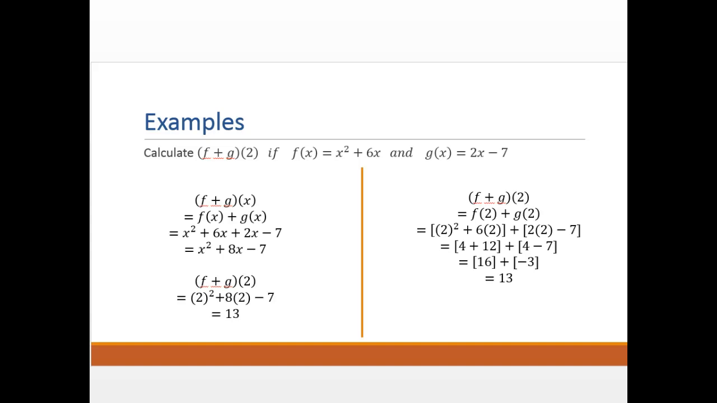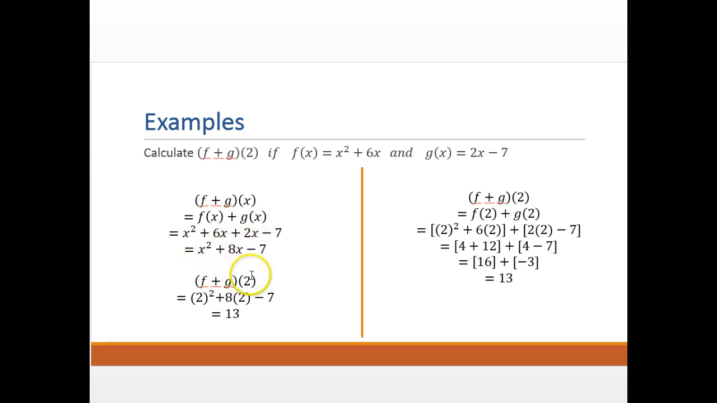Let's look at an example. Let's look at f plus g of 2 if f of x equals x squared plus 6x and g of x equals 2x minus 7. We have two options here. We can either figure out what f plus g of x is first, and we know f plus g of x is f of x plus g of x. F of x is x squared plus 6x. G of x is 2x minus 7. When I combine those, I get x squared plus 8x minus 7.